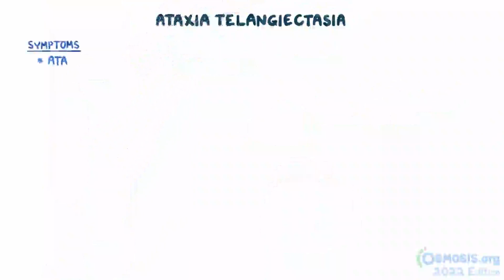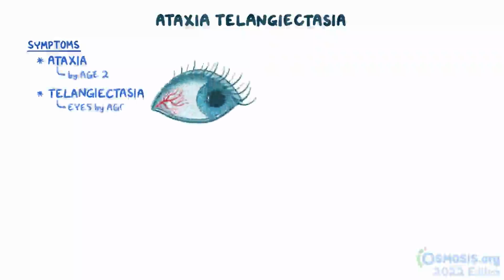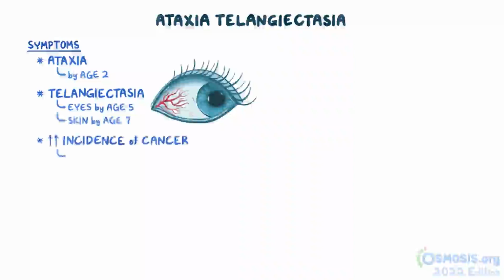This results in ataxia, or poor coordination of movements, typically seen by age 2, telangiectasia, or small dilated blood vessels, visible especially on the white of the eyes by the age of 5 years, and telangiectasias that form on the skin by age 7. There is also an increased incidence of cancer, especially leukemia and lymphoma.